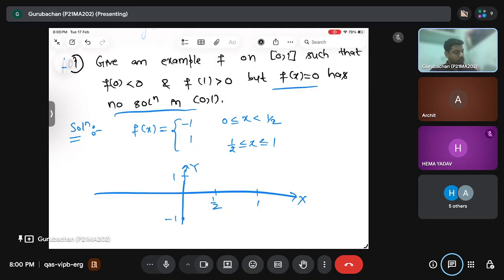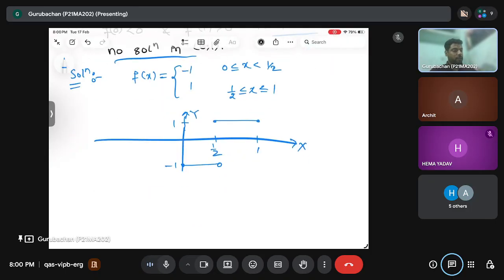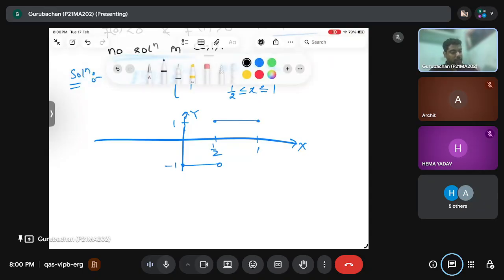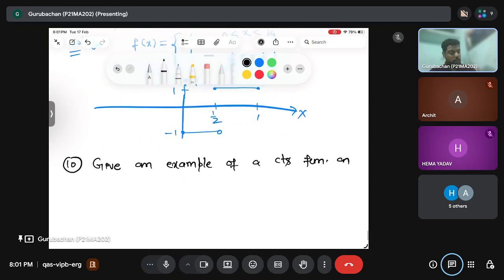Yes, sir. So that means continuity plays a crucial role in the guarantee of these roots, or the guarantee of this IVT. You cannot ignore it. And the last question is again related to this continuity part in case of EVT, the extreme value theorem. So give an example of a continuous function on (0,1) that does not attain a maximum.